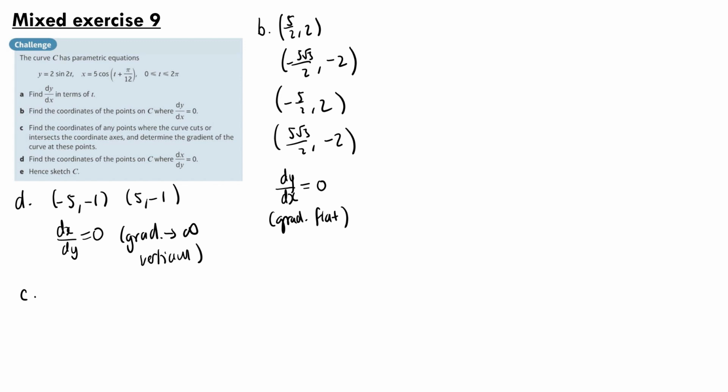Then in part C, we learnt that the curve meets the y-axis at the point 0, 1 twice, with gradients of opposite signs.